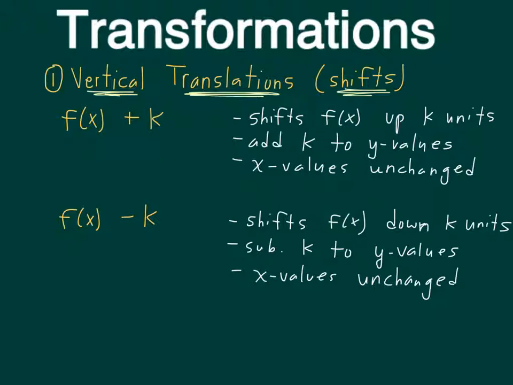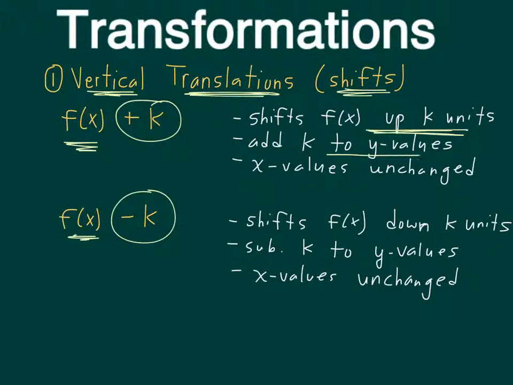So if you take a function f of x, and if you either add or subtract a number onto the end, the effect is that you're going to see your graph shift up or down. Okay, so if it's a positive number, you're going to see that your function is going to move up k units. Okay, if you're moving up k units, it really means you're adding whatever that k number is onto the y values. The x values are not going to be changed at all. Okay, only y is affected.